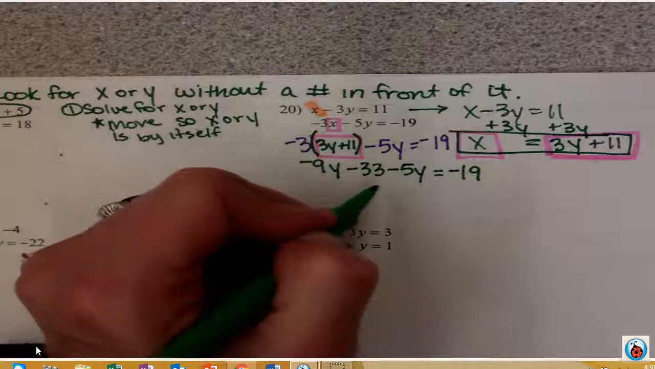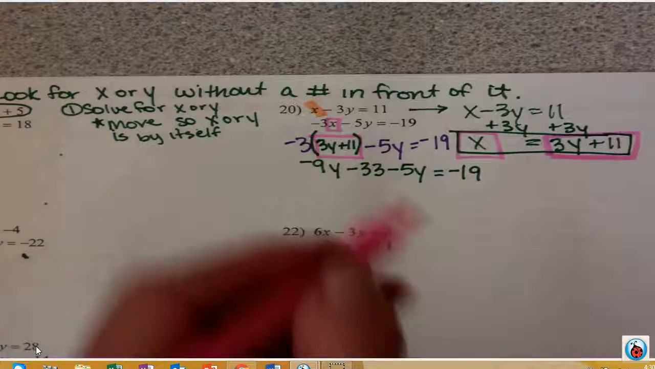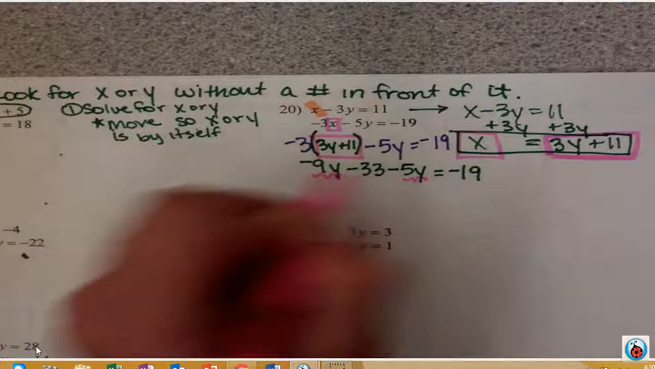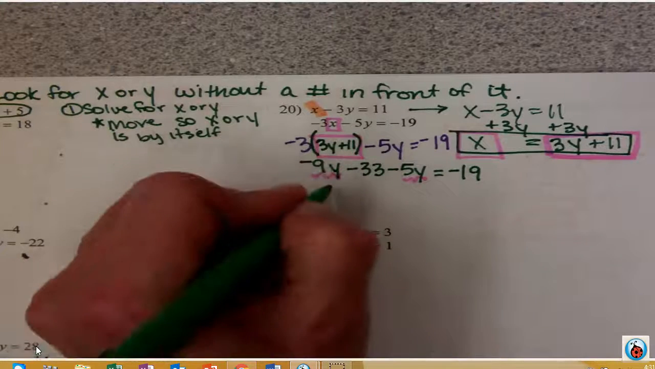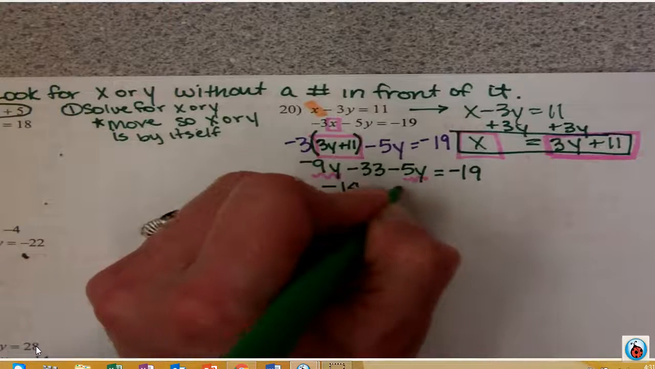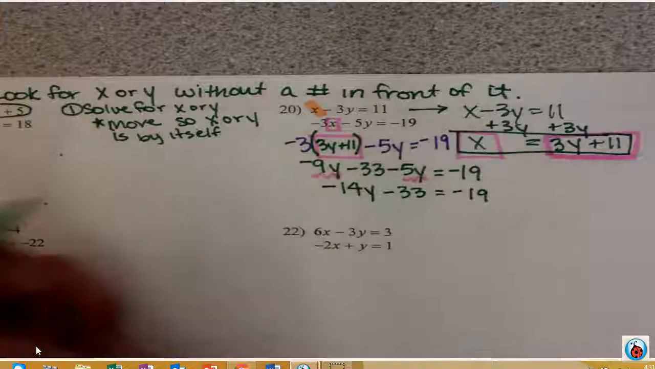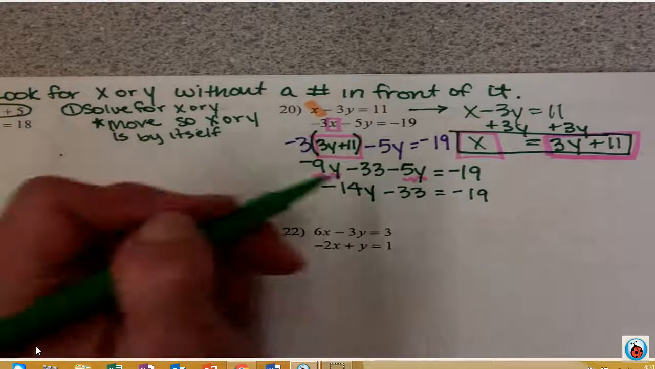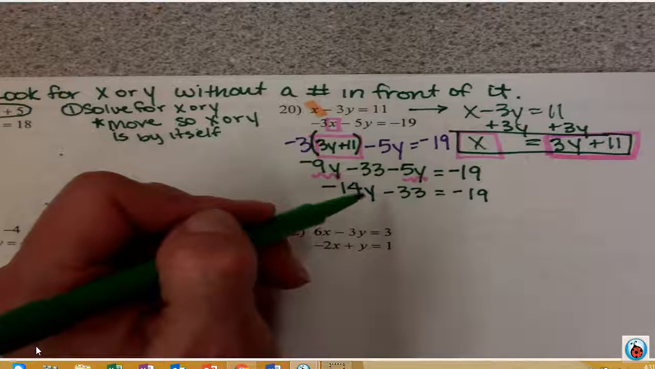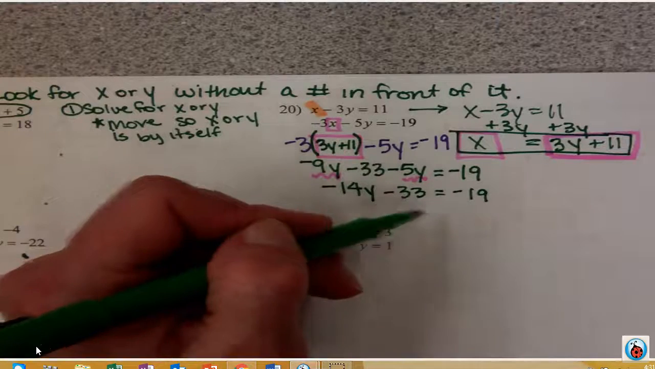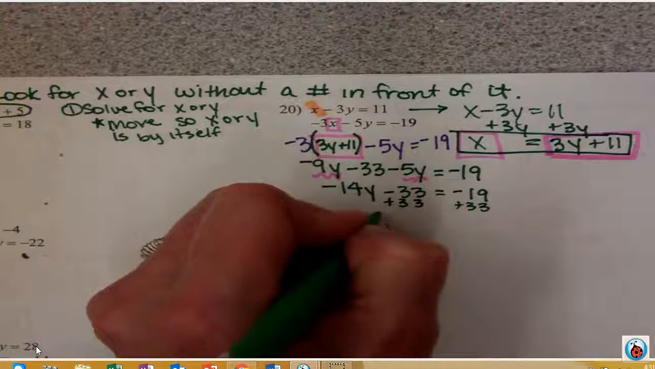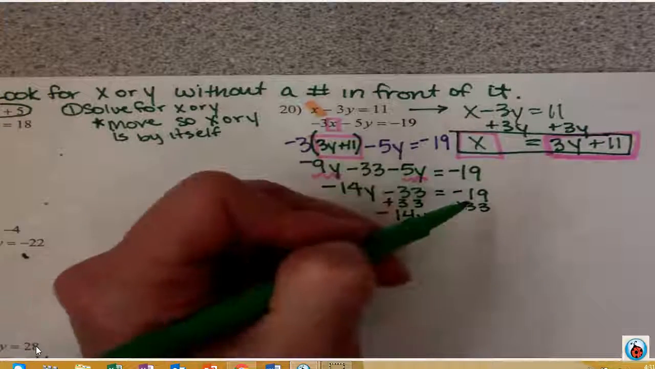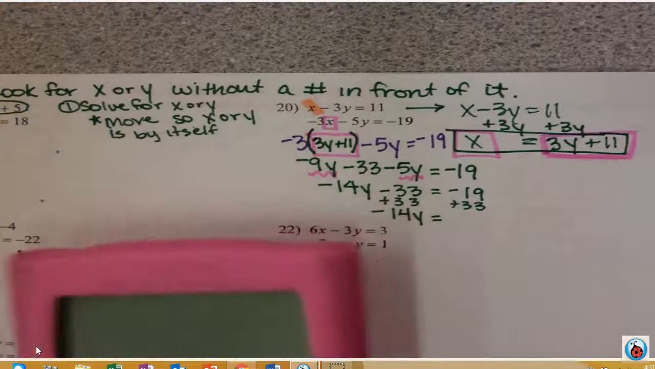Then I am going to combine my like terms. Don't forget to combine your like terms. I've got two sets of y's here that are just hanging out. I can combine those together. When I combine negative 9y minus 5y, I get negative 14y minus 33 equals negative 19. Okay, so now I've simplified, but I still need to get my y by itself. So I need to move my numbers over here. I'm going to add 33 to both sides. And I get negative 14y equals negative 19 plus 33.